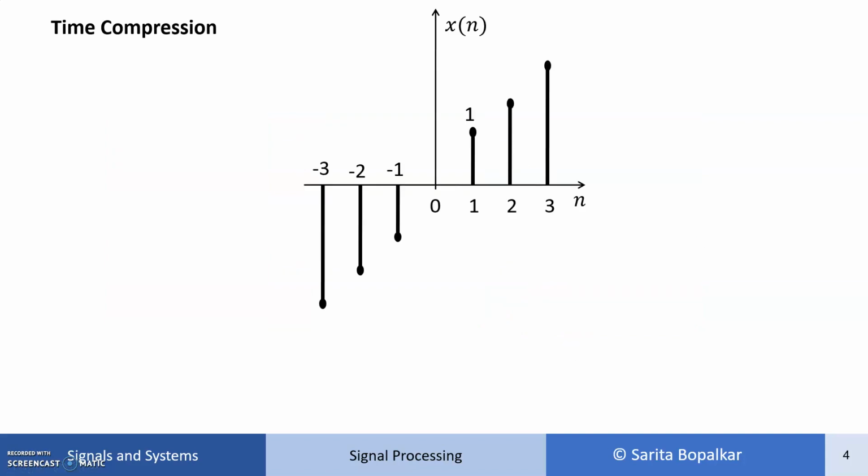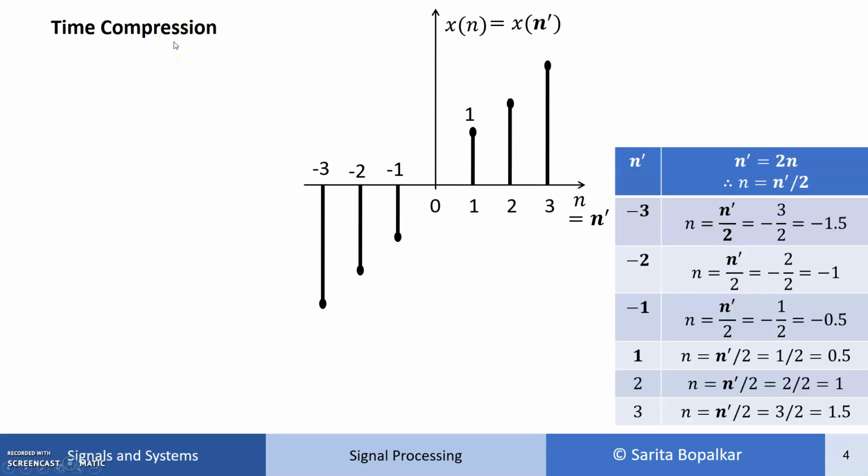This is your original sequence x of n, and we want to do time compression, which means we will multiply this n with some constant. Let's say we want x of twice n. That is, we want to compress the signal by a factor of two. So, same process, mark x of n as x of n dash. That means this time axis becomes n dash, and this n dash we want to transform to twice n. That means n dash is equal to twice n.